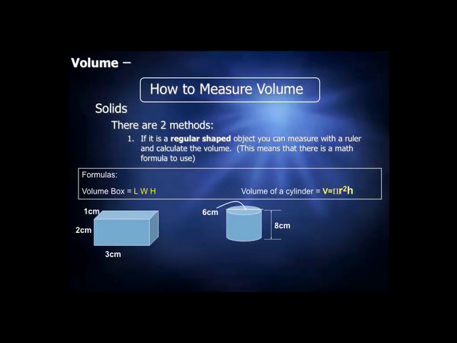What is the definition of volume? You want to have an idea? The amount of space an object takes up. It's the amount of space that an object takes up. That's the definition we're going to use. Everything that's made of matter takes up space.